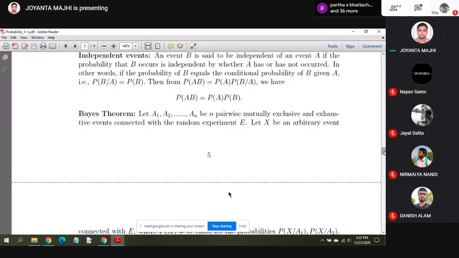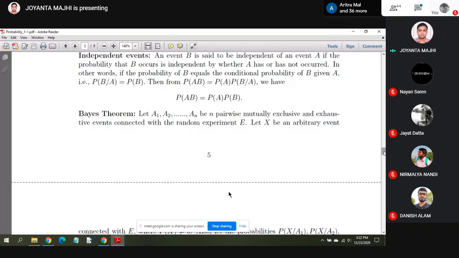And exhaustive means union of Ai, that is A1 union A2 dot dot union An, is equal to the total sample space. That is, if S is the sample space of the random experiment E, then union of Ai is equal to S. It's called an exhaustive event. Then we say that A1, A2, dot dot An are exhaustive events. And mutually exclusive means take any two events that are not the same, then the intersection of these two events is equal to phi.